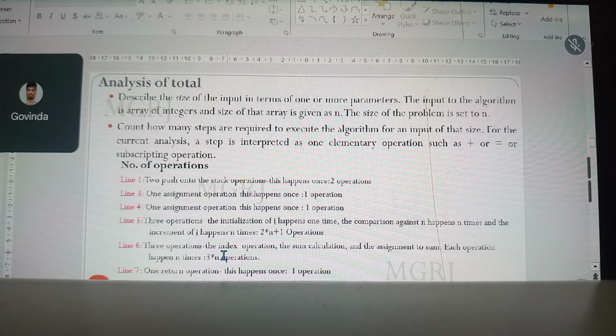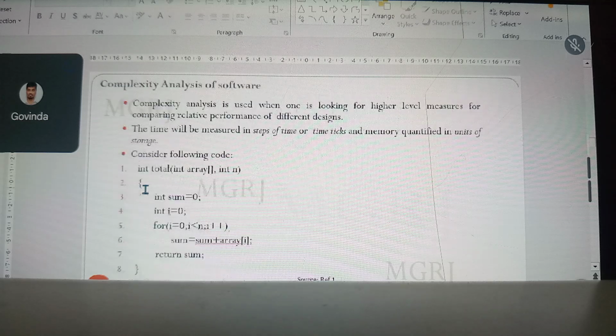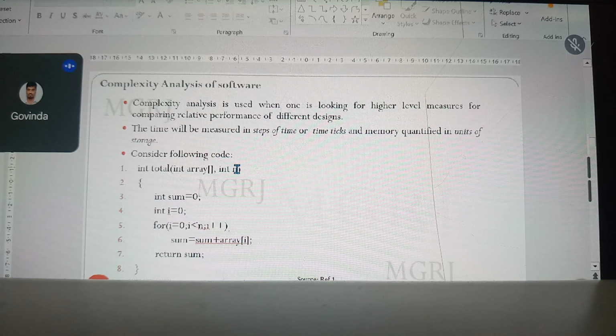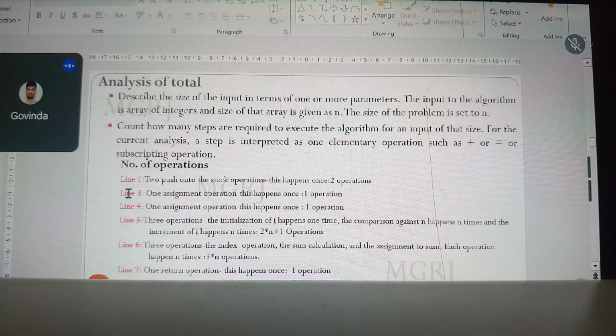If you see line number 1, there are two arguments you're passing to this function. You know that arguments of the function will be saved on the stack. Yes or no? Since we are passing two arguments, it has to save two arguments on the stack. So there will be two push operations, and these two push operations will execute once for every call. So there are two operations, and these operations will happen once.